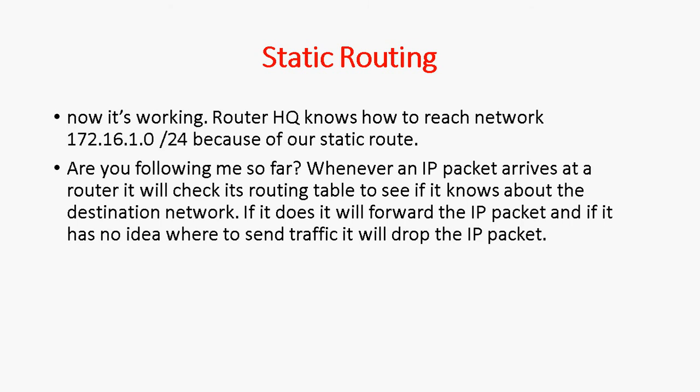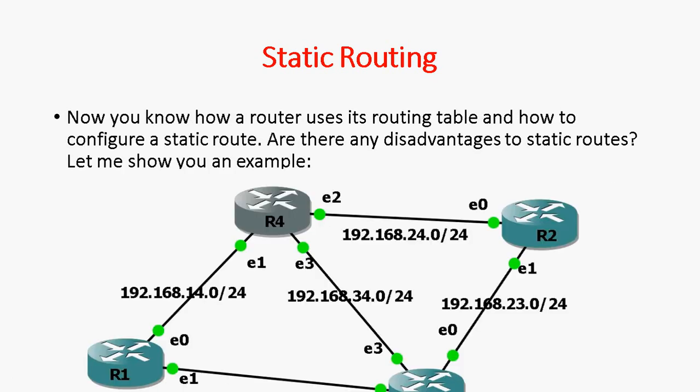Whenever an IP packet arrives at the router, it will check the destination IP, then it will check its routing table. If there is any entry, based upon that entry the IP packet will be forwarded. If there is no entry in the routing table, then the router will simply drop that packet. Okay, so now you know how a router uses its routing table and how to configure a static route.